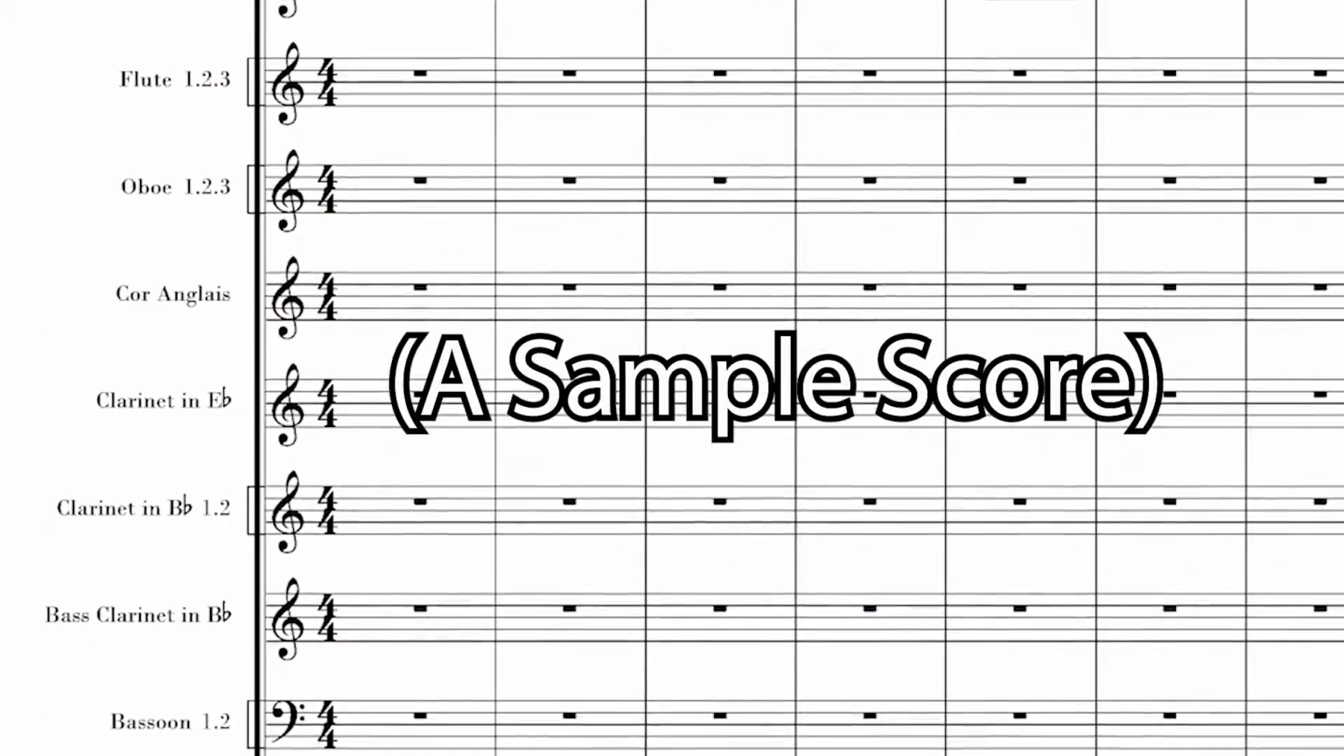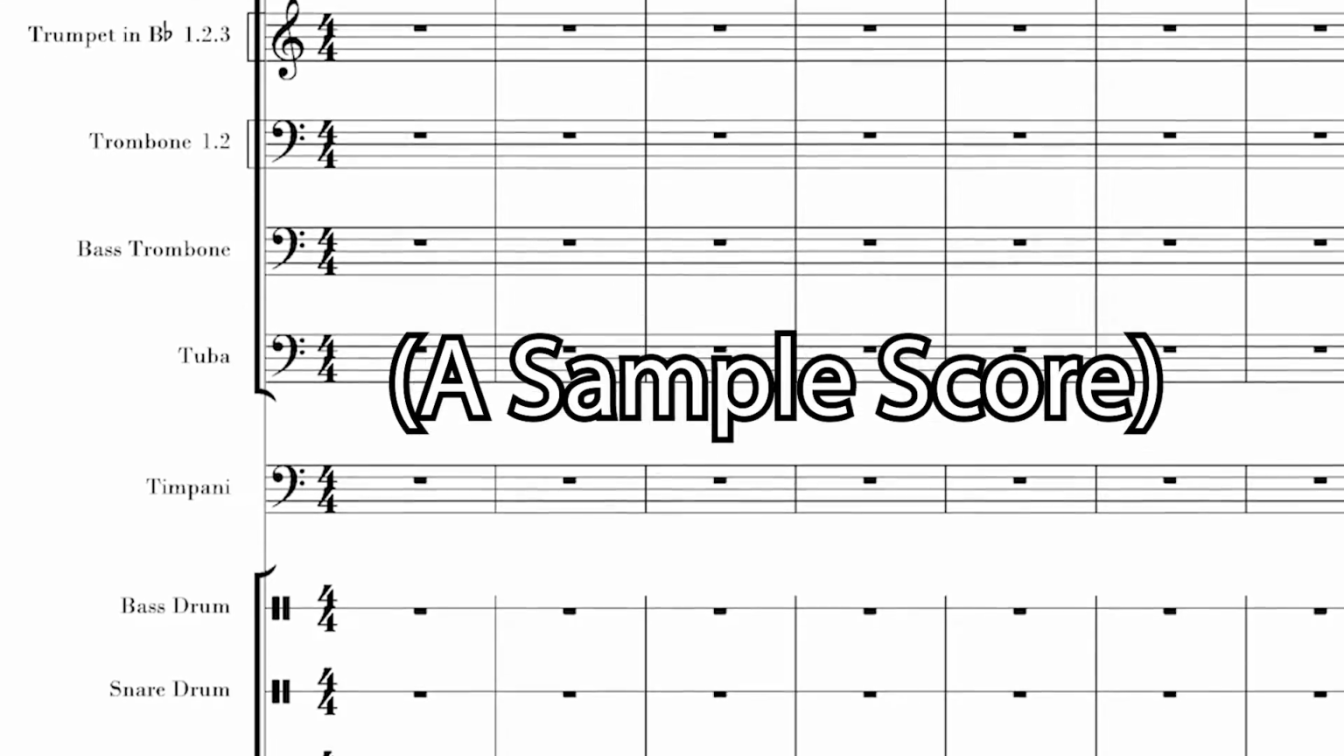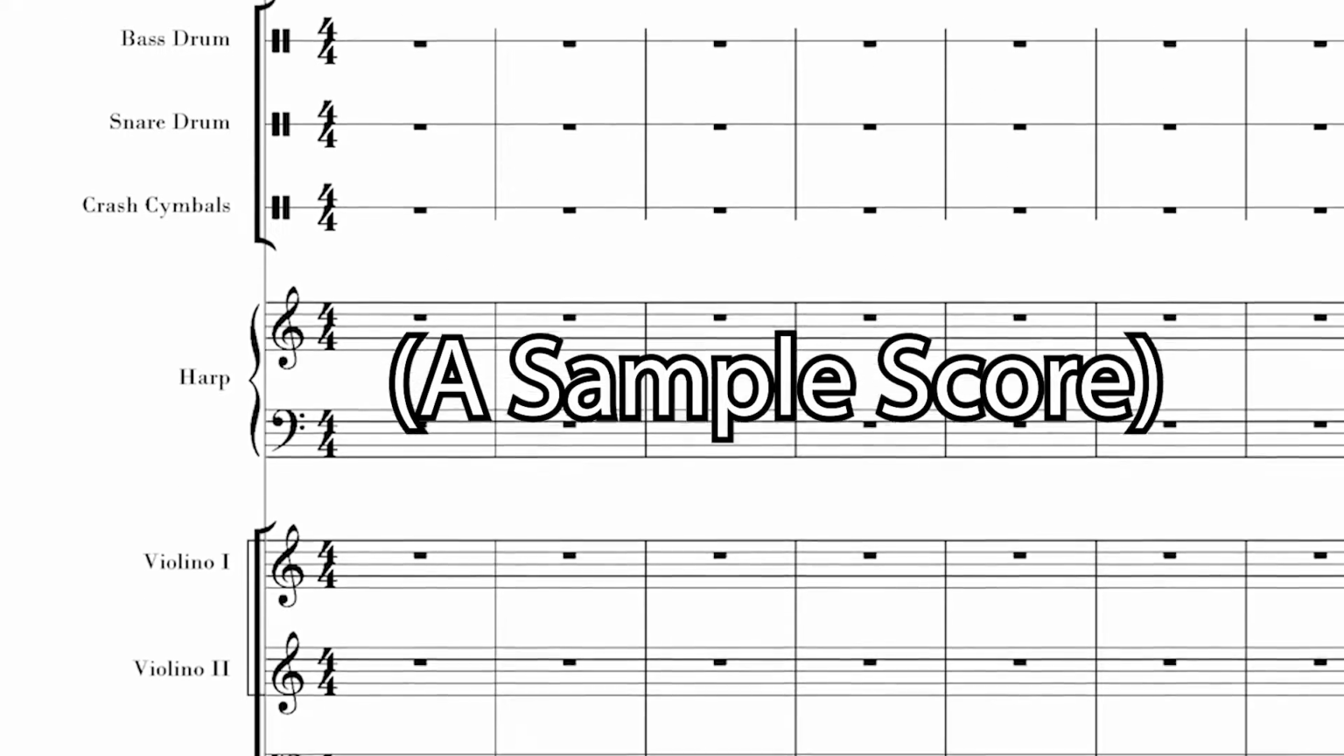We start today at the top of the score. Now, there is actually a standardized layout for the instruments in a specific order so that way the conductor knows where to find each instrument when they're looking for a particular musical line. At the top of the score we find the flute and the piccolo.